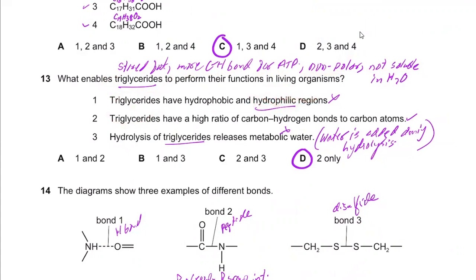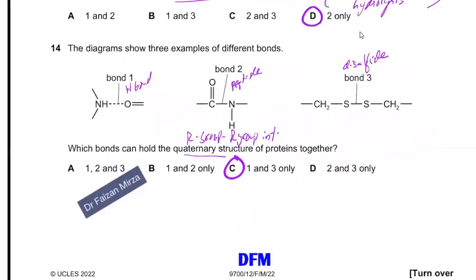Triglycerides have a high ratio of carbon-hydrogen bonds to carbon atoms. Yes, that's correct. That's a fact. Hydrolysis of triglyceride releases metabolic water. Just recall what hydrolysis is. Hydrolysis is about splitting the molecule using water. Water is added during hydrolysis, it doesn't give off water. So metabolic water is not released. The release part is actually wrong here. So our answer will be true. The diagram shows 3 examples of different bonds.